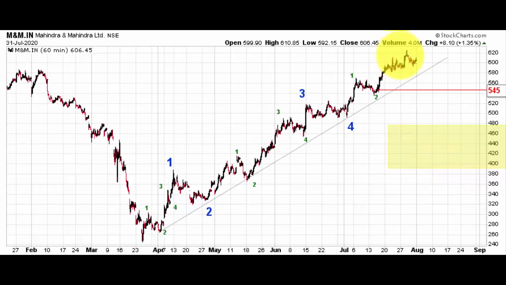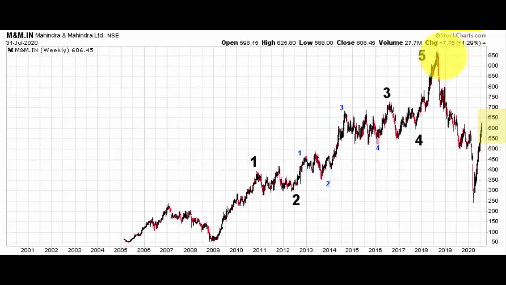So again, the key is that a move below 545 would indicate that this big up leg has completed and a larger counter trend pullback has begun, at which point we would be looking for support in this area with a three-wave pullback, and then for price to resume that uptrend and give us more trendy upside movement as it eventually works its way all the way back up to new highs above the 2018 high.